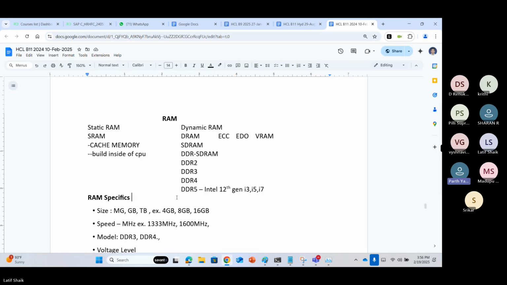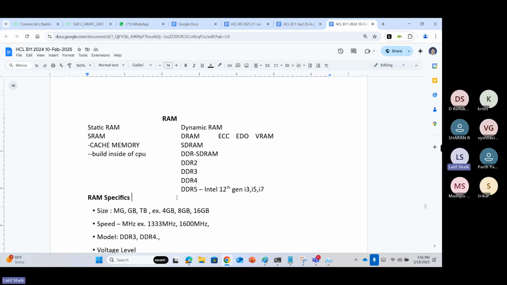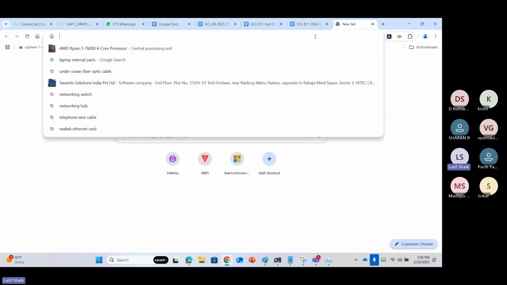Then what does VRAM do? Video RAM. We are not using it, but it is for video processing, video kind of data processing purpose. We don't use that one. Maybe it is integrated inside your graphic card, because a graphic card itself contains both things.